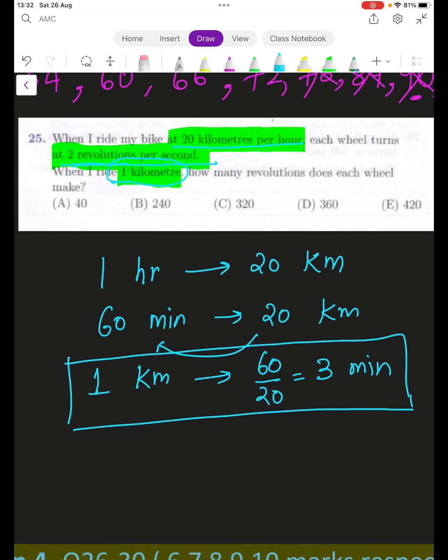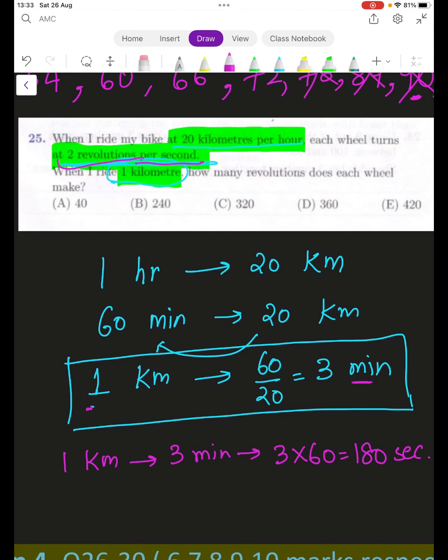Now, it is also given that each wheel is turning at the speed of 2 revolutions per second. And if we want to find out that in 1 kilometer, how many times the wheel is turning, we need to think about how many seconds there are. So to run 1 kilometer, we need 3 minutes, which means 3 times 60 equals 180 seconds.